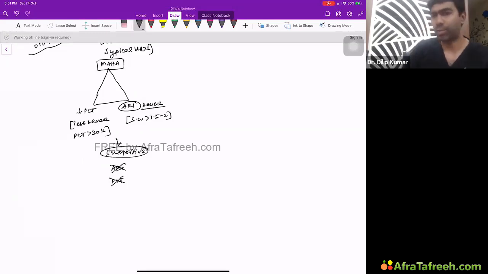Heparin-induced thrombocytopenia type 2. That's called HITS. So in these three conditions, I don't really use platelets. I don't want to use platelets.